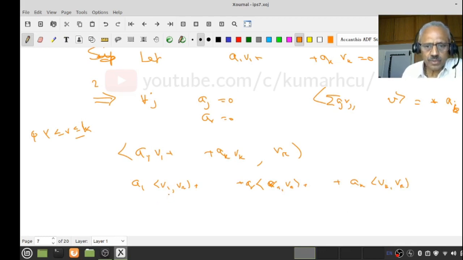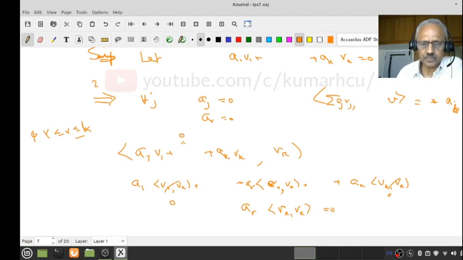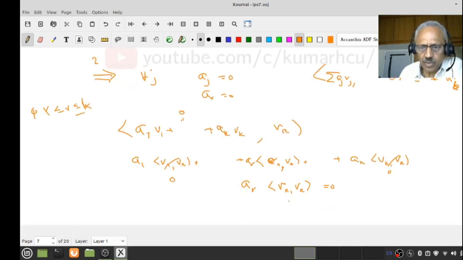But what do I know? This one will be 0, this one will be 0, everything will be 0, therefore the only surviving term will be AR into VR VR, that is equal to 0 because this object itself is 0, right? But what we know about VR? VR is non-zero. Therefore, VR VR is non-zero. Therefore, this is not 0. This implies AR is 0.